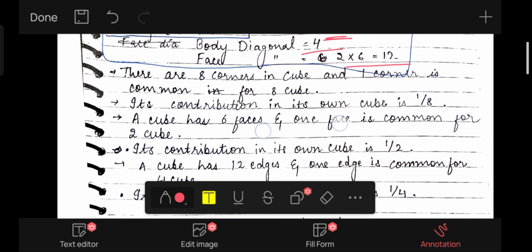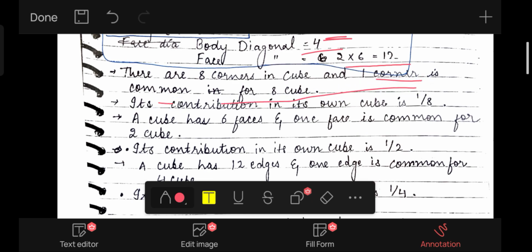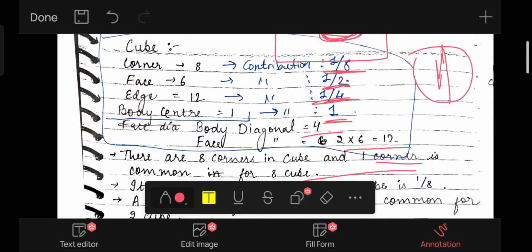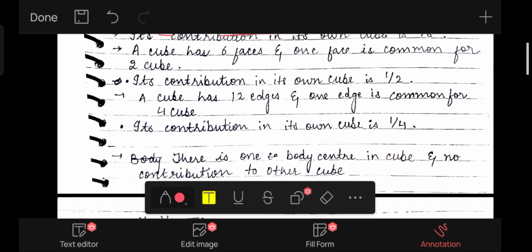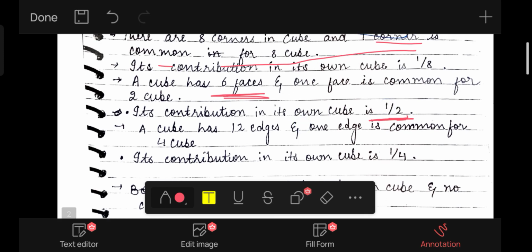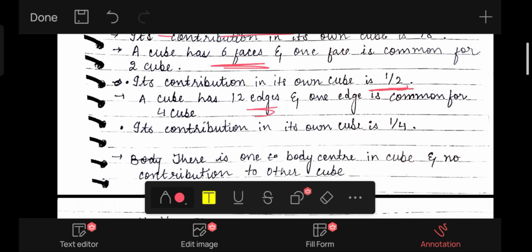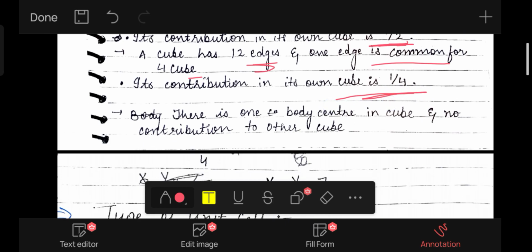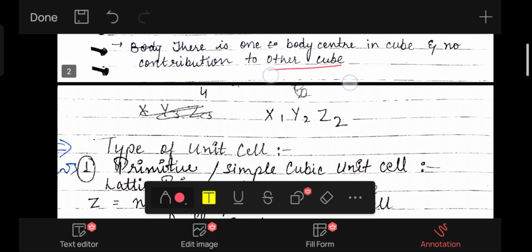All right, next up we have that there are 8 corners in a cube, and one corner is common for 8 cubes. Okay, we just saw that here. So that is how it makes the contribution of 1/8. The contribution of a face is 1/2: a cube has 6 faces, and each face is common for 2 cubes, so that's why the contribution is 1/2. A cube has 12 edges, and one edge is common for 4 cubes, so the contribution is 1/4. And in a cube there is one body center and no contribution to the other side, so that makes it 1.